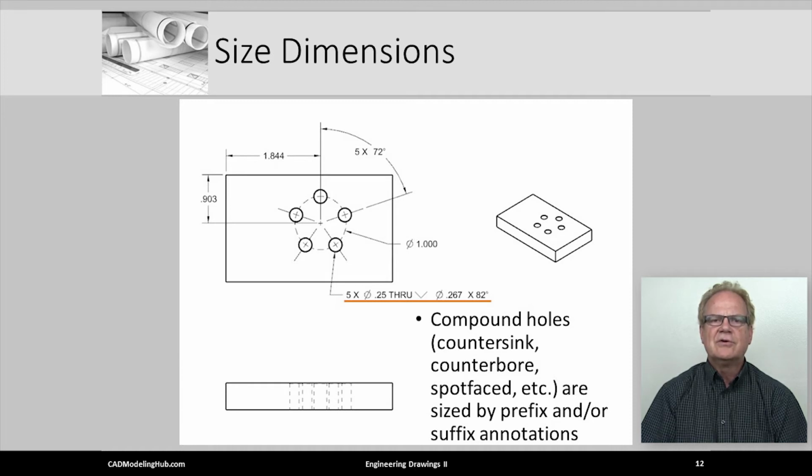So altogether, this annotation says there are 5 holes with a diameter of 0.25 inches that go all the way through the block, and the top of each hole is to receive a countersink of diameter 0.267 at an angle of 82 degrees.